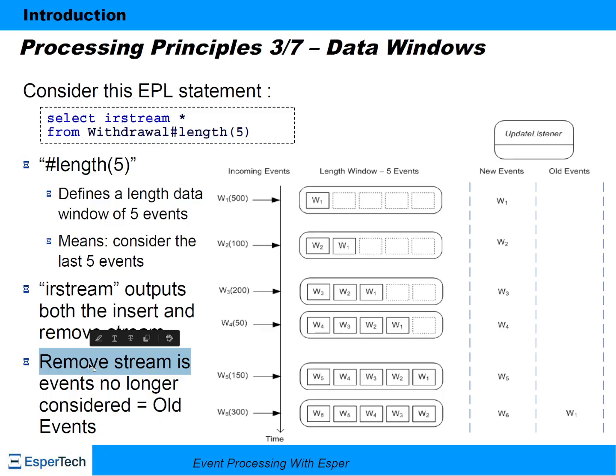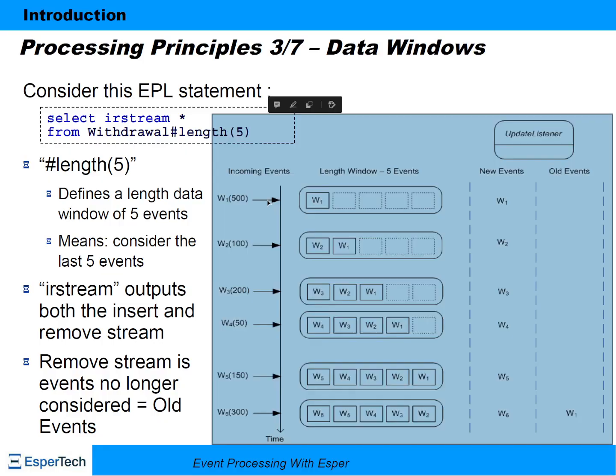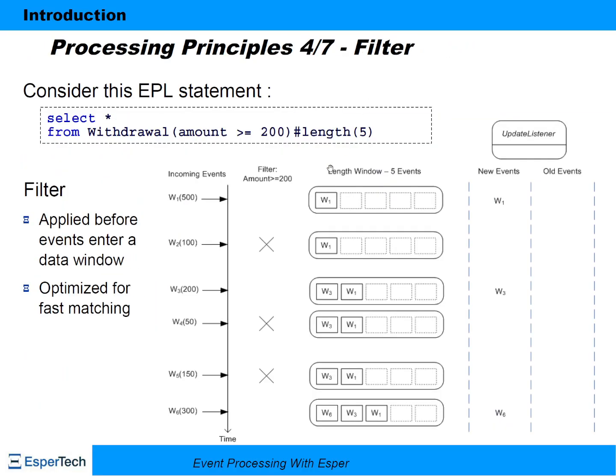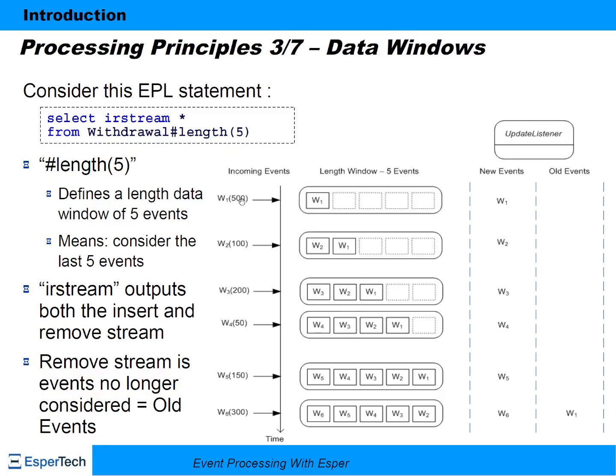Please take a closer look at the picture now. When withdrawal event 1 with amount 500 comes in, the Esper runtime keeps the event in the length data window, and the output is the same withdrawal event 1. When withdrawal event 2 with amount 100 comes in, the data window also retains that event and the output is the same withdrawal event 2. When withdrawal event 3 with amount 200 comes in, the window again keeps that event, and the output is the same withdrawal event 3. Now there are 3 events in the window.